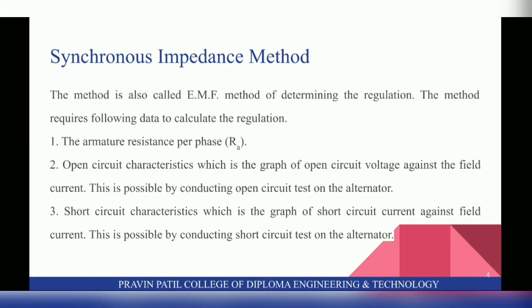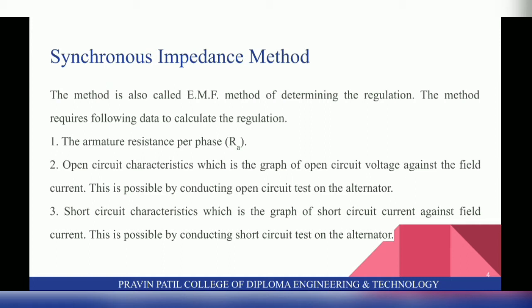Synchronous impedance method. The method is also called EMF method of determining the regulation. The method requires following data to calculate the regulation. The first is the armature resistance per phase RA. Second is open circuit characteristics, which is the graph of open circuit voltage against the field current. This is possible by conducting open circuit test on the alternator. Third is the short circuit characteristics, which is the graph of short circuit current against field current. This is possible by conducting short circuit test on the alternator.